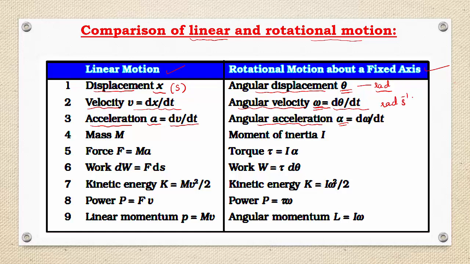radian per second. Then third term, angular acceleration, it is denoted by alpha, and it is defined as the rate of change of angular velocity is called angular acceleration. So the equation is alpha equal to d omega divided by dt, and its SI unit is radian per second square. So we have to use these three terms for rotational motion, right? Then come to the fourth term.